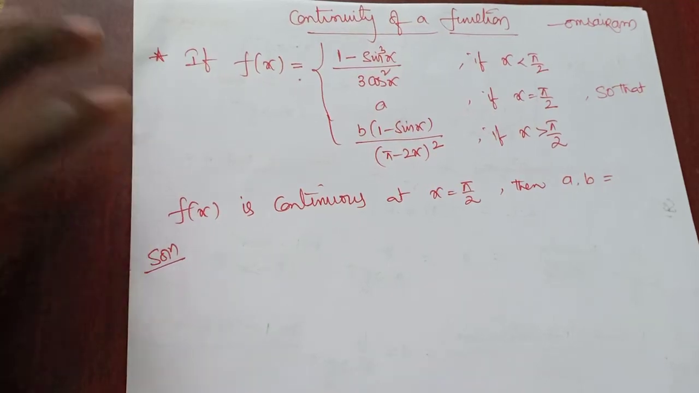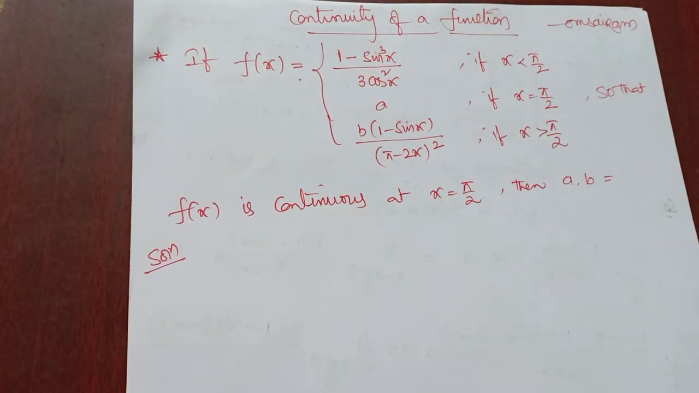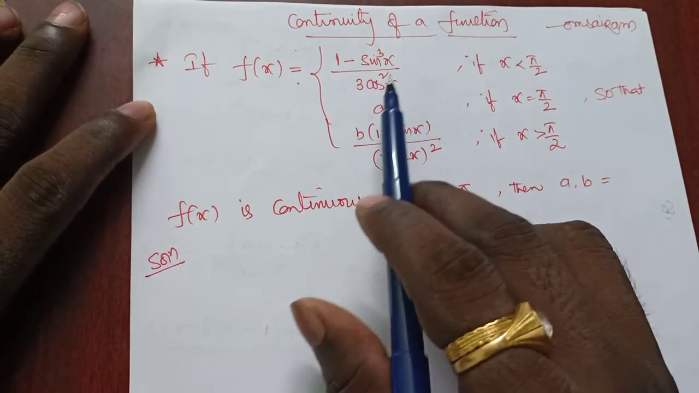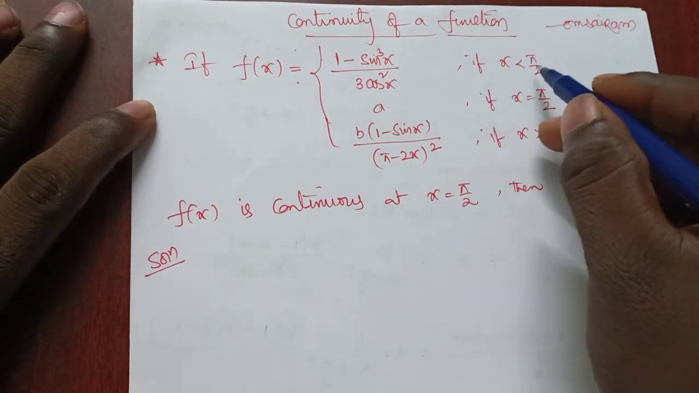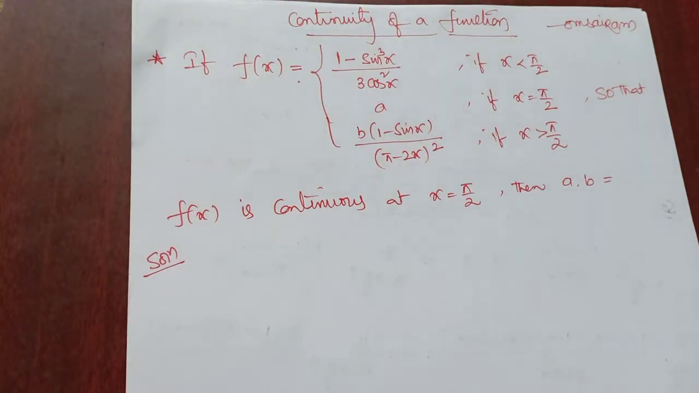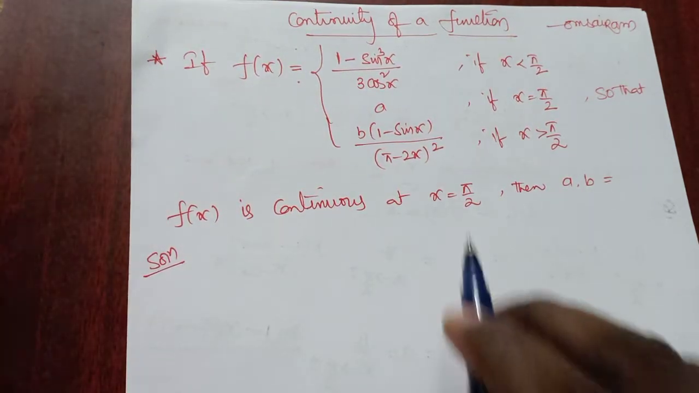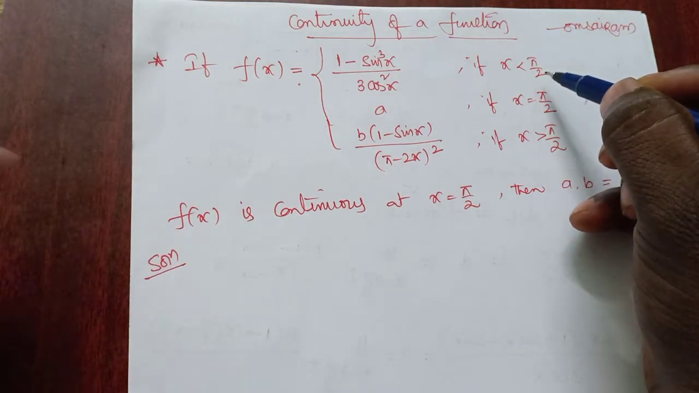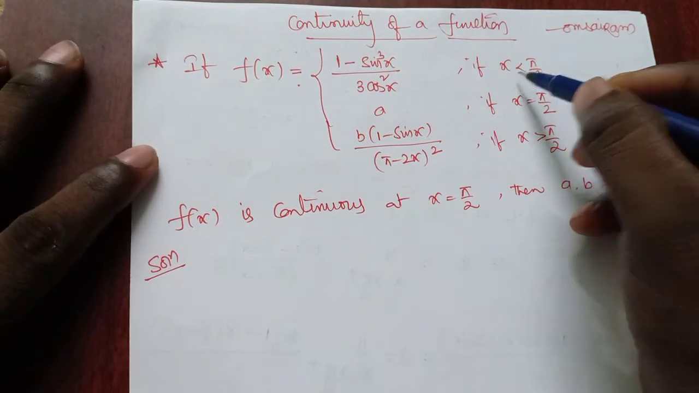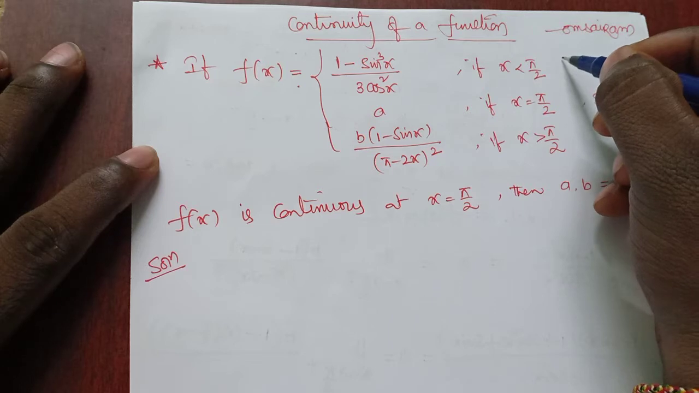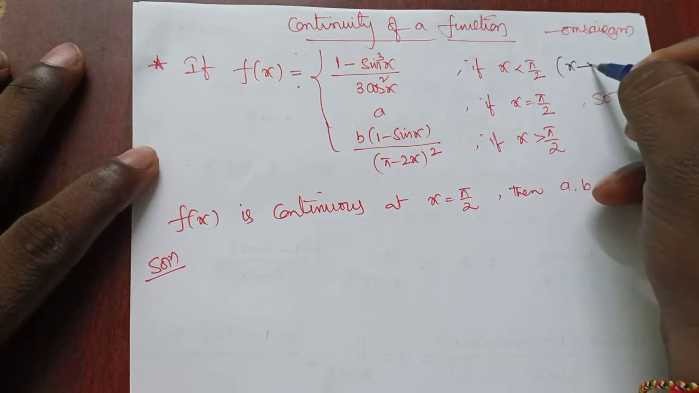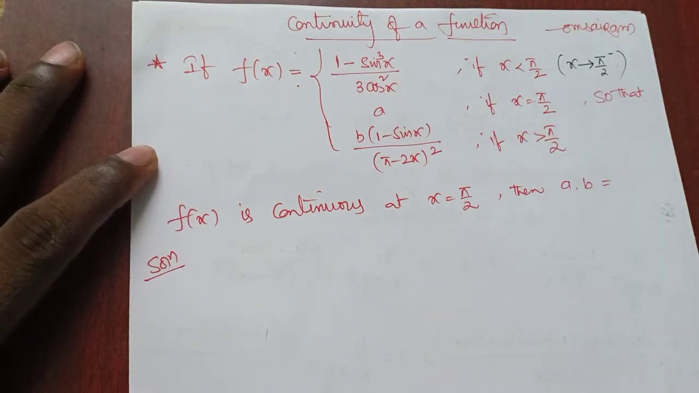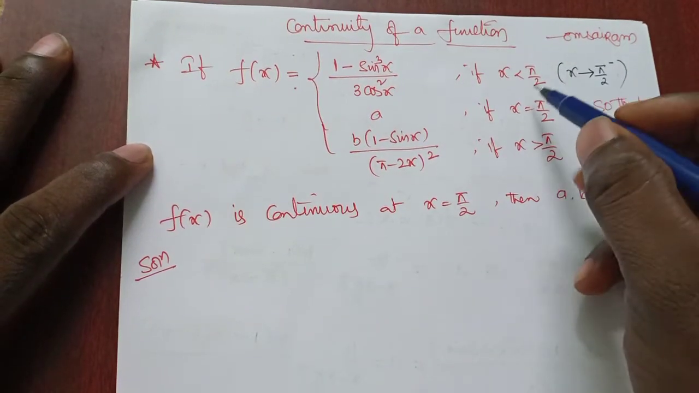Hi students, today we will solve some problems on continuity, and the first one is: f of x equals (1 minus sin cube x) by (3 cos square x) if x is less than pi by 2. See here, what is x less than pi by 2? The x value is very close to pi by 2 and it is on the left side, which means x tends to pi by 2 minus. Why? Because we are in limits.